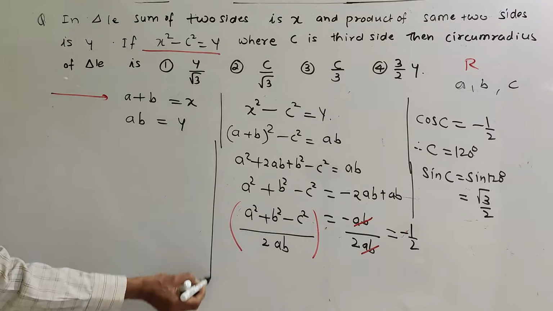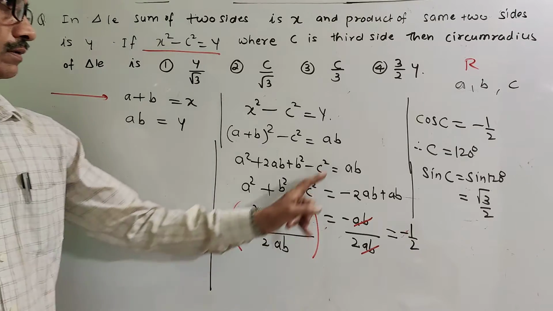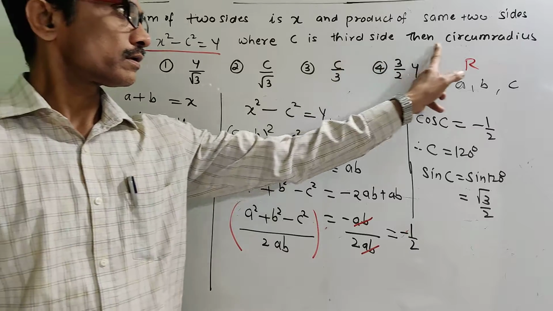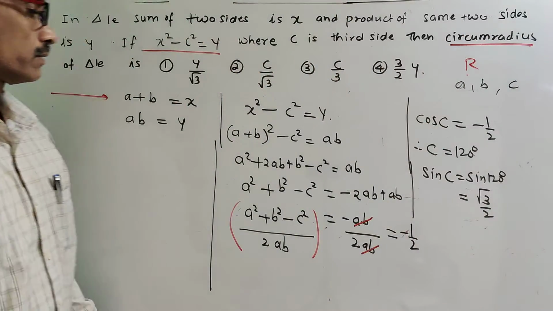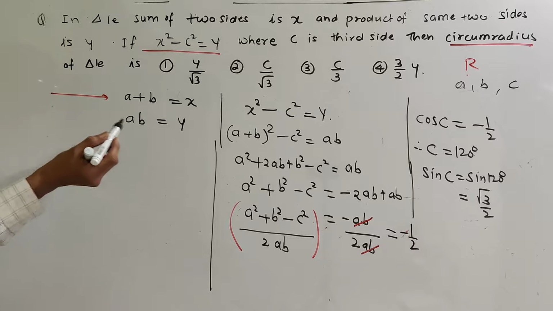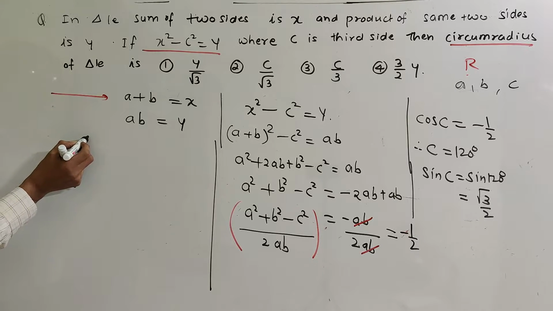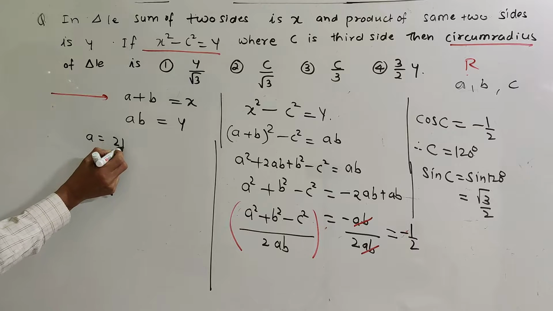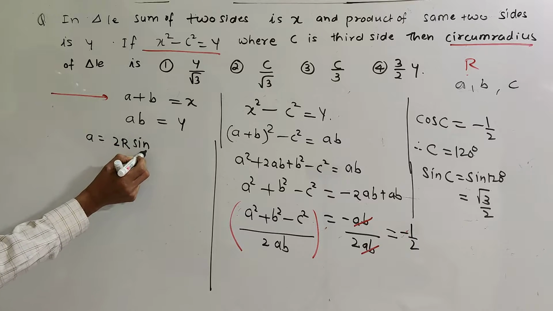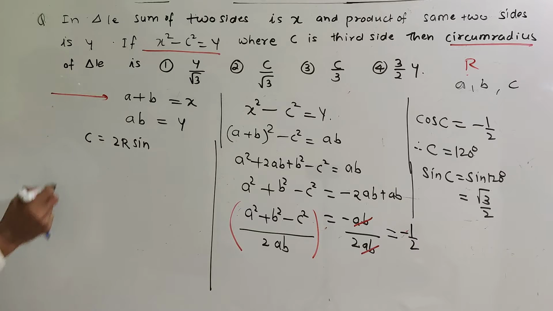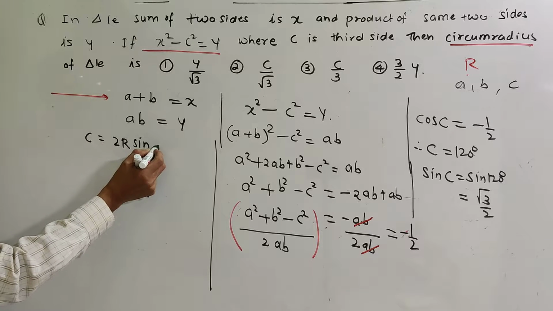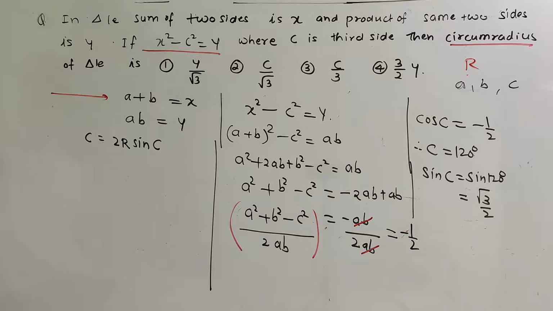And here what are we required to find? The circumradius of the triangle, that is capital R. We find capital R by using the sine rule. So by sine rule, a = 2R sin A. Sorry, here C is there. So for angle C, c = 2R sin C.